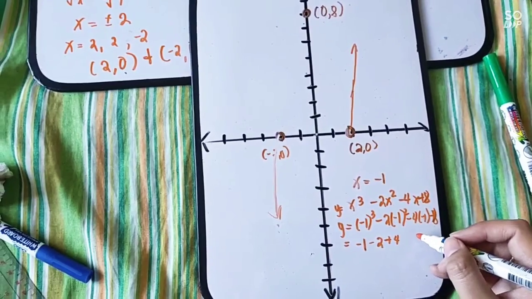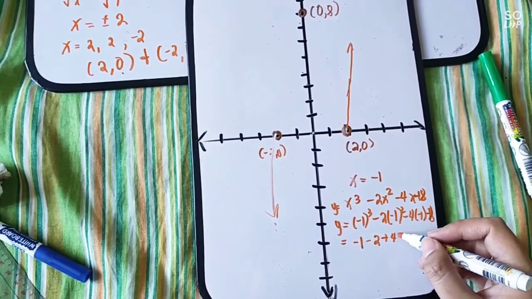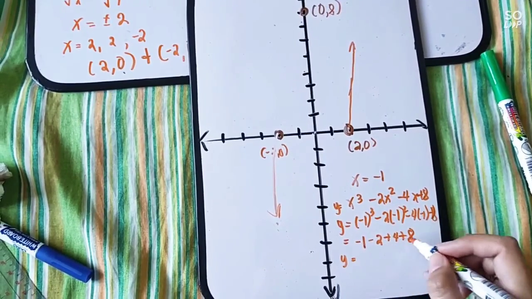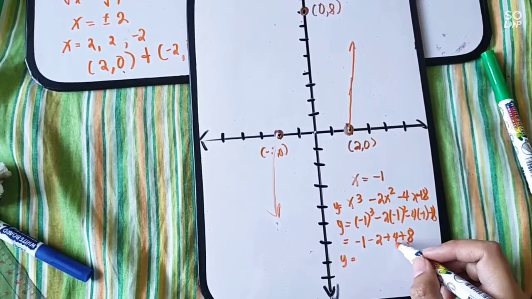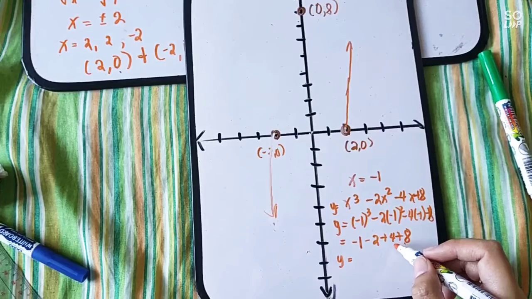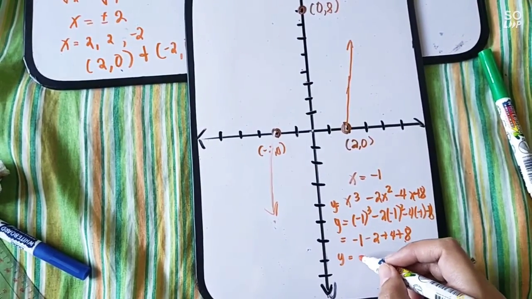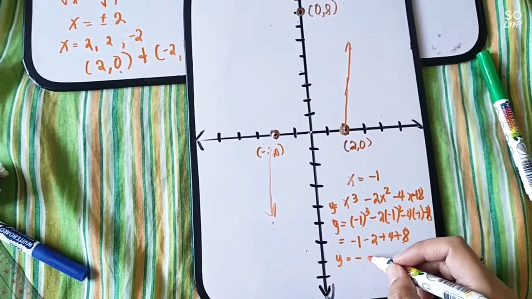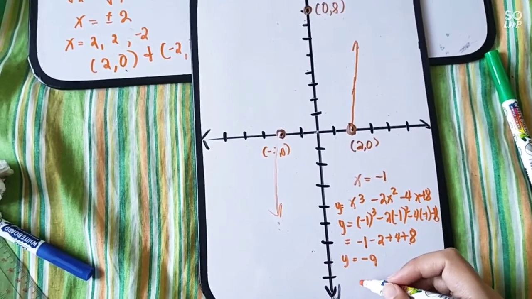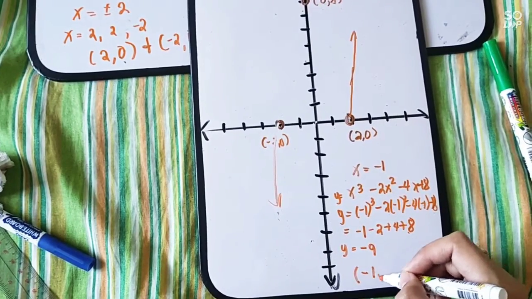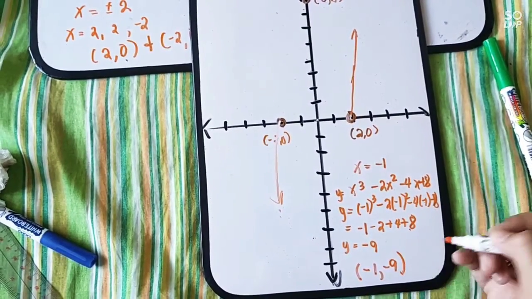Then, this one we have here plus 8. Tapos, copy plus 8. Then, solve. So, y is equals to 8 plus 4. So, we have 12. 12 minus 2, 10. Minus 1. We have here negative 9. Yan. So, therefore, yung isa nating point is negative 1 and then negative 9.